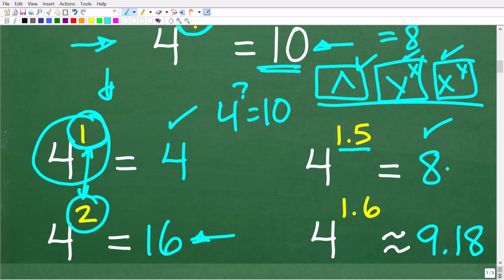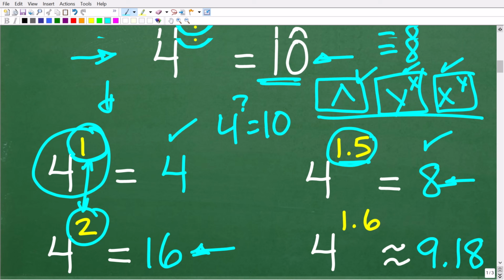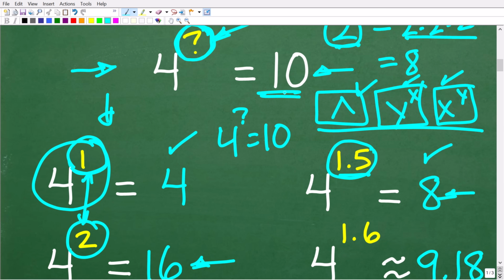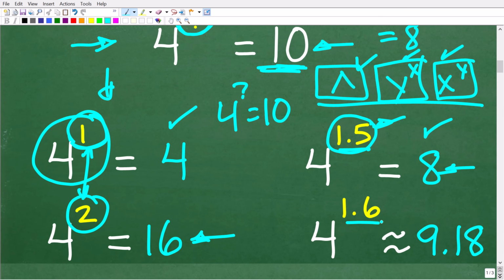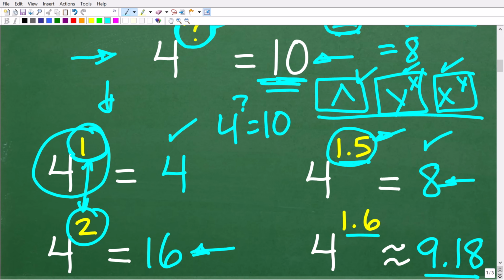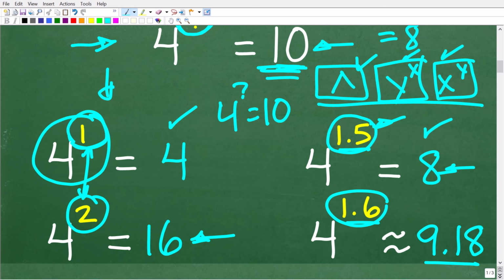All right, now we're doing better. We have 4 to the 1.5, that's equal to 8. But remember, we're trying to figure out 4 to what power is equal to 10. So let's increase 1.5 a little bit more. Let's go up to 1.6. So 4 to the 1.6 power is approximately 9.18. And you can see we are getting closer to 10. So what we can do is just keep refining this number until we get very, very close, or as close as possible, to the value of 10.